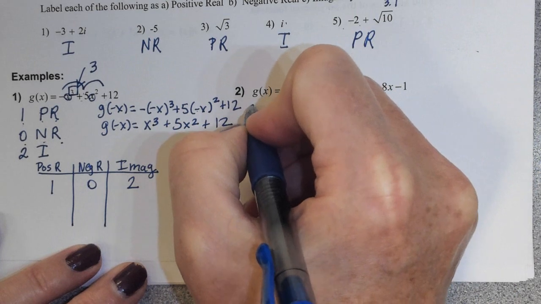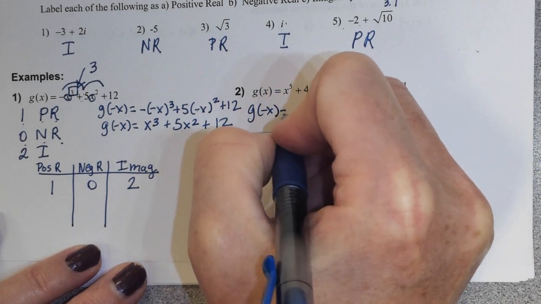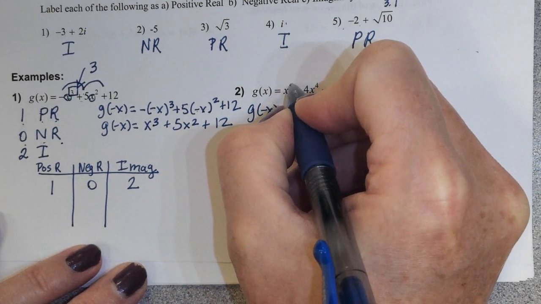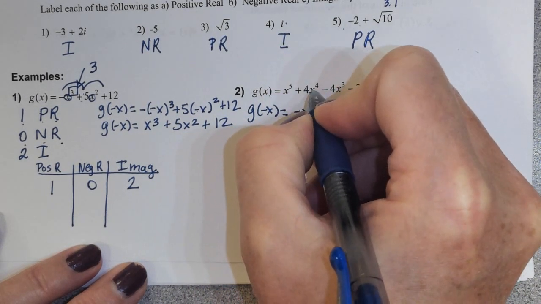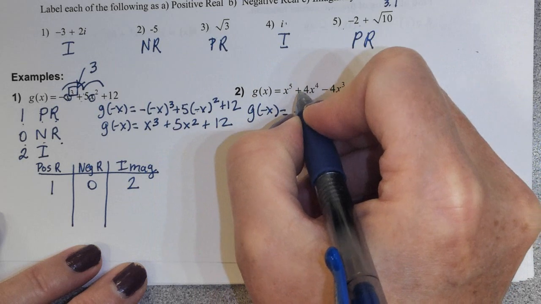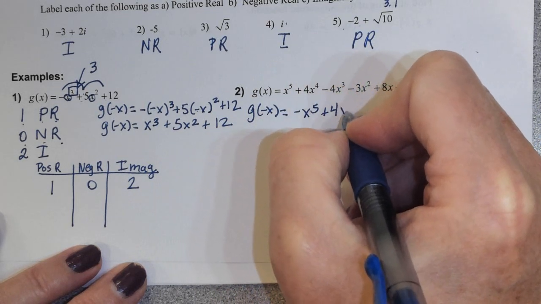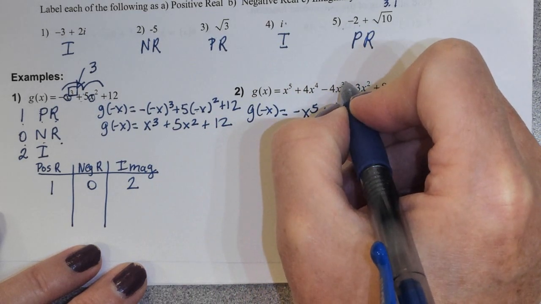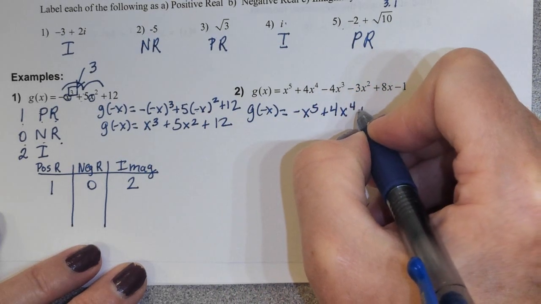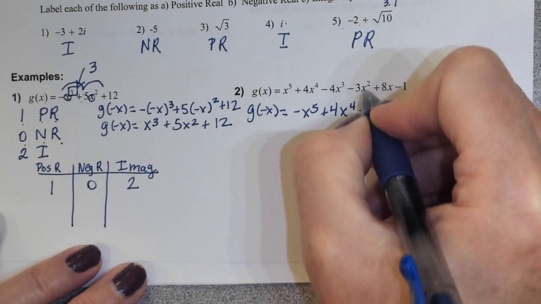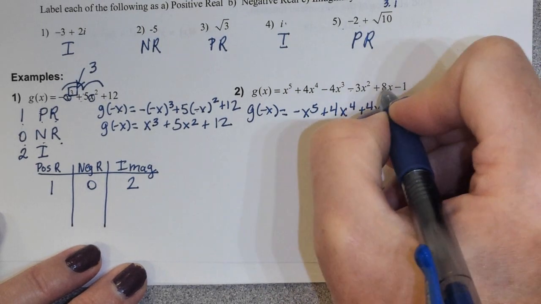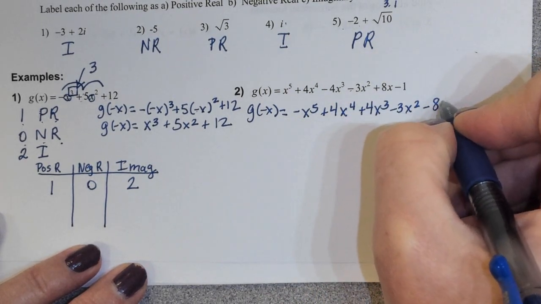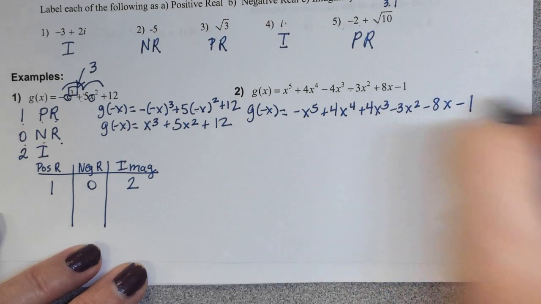All right, let's look at the next one now. I'm going to do g of negative x first. So if I do a negative to the 5th, is that negative or positive? That's negative. If I do a negative to the 4th, that's positive, times positive 4 is positive. A negative cubed is negative, but times that negative 4 would be positive. A negative squared is positive, times negative 3. A negative times a positive is negative, and that just stays the way it is.